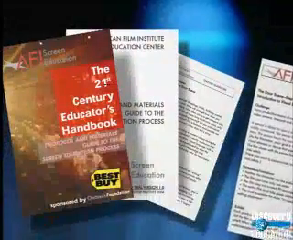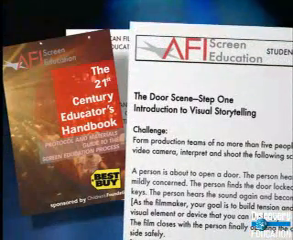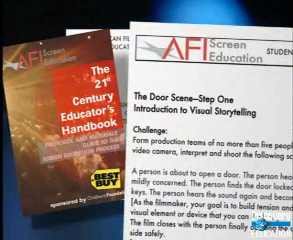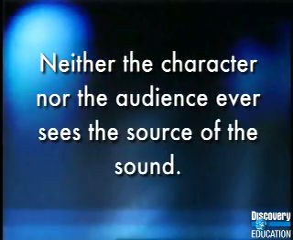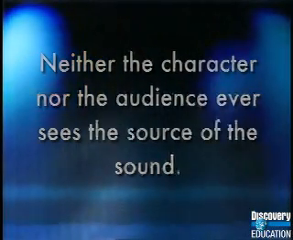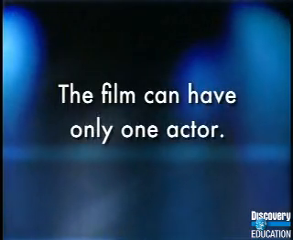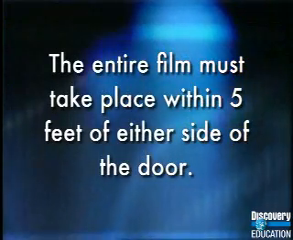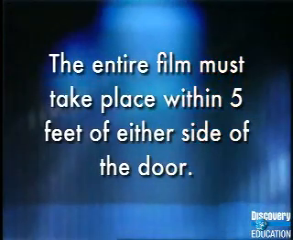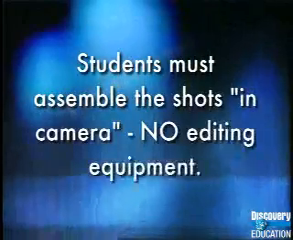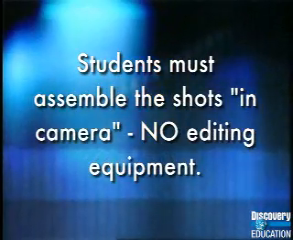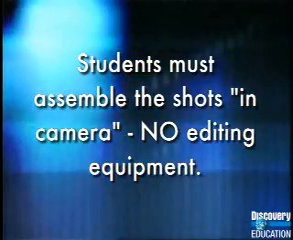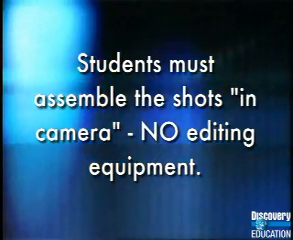The door scene has strict guidelines that students must follow in order to realize the full benefit of the process. Neither the character nor the audience ever sees the source of the sound. The film can have only one actor. The film may not exceed 90 seconds. The entire film must take place within 5 feet of either side of the door. And finally, students must assemble the shots in camera as they go along using no editing equipment.